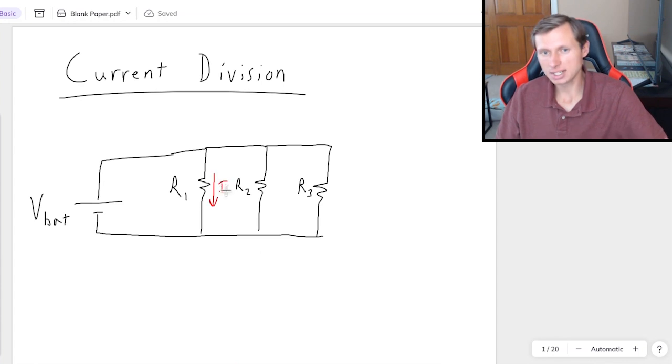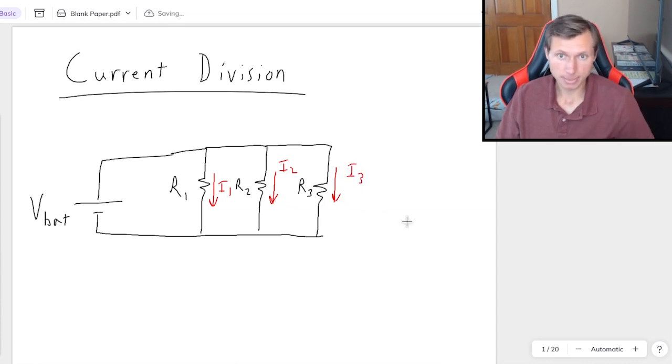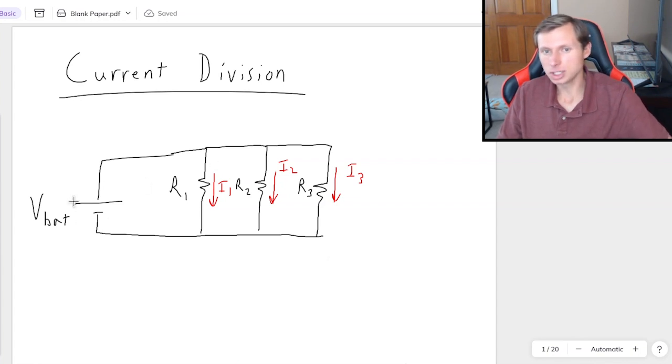Then I can use this concept called current division to find each current I1, I2, and I3 in each individual resistor. If I were to find the currents the normal way, I would have to remember that the voltage in all of these resistors is the same because they are all in parallel. And then I would use V equals I times R for each individual resistor to find their currents. And if you like doing it that way, that's absolutely fine.